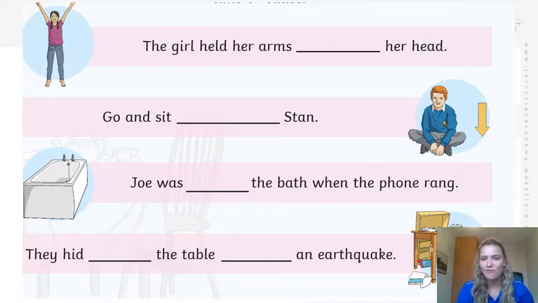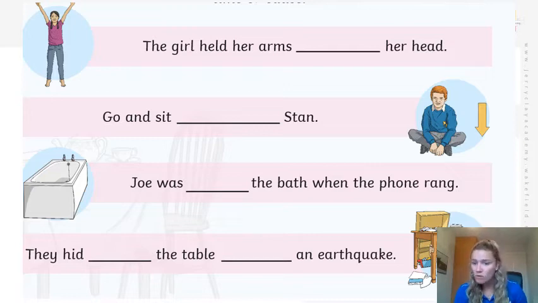So I'd like you to have a go at filling in the word with the preposition. So the girl, where she held her arms, where you can sit, where was Joe when the phone rang, and what would you do in an earthquake? So using the prepositions that you've written down, I'd like you to now go and have a go at doing that and writing the correct one in.